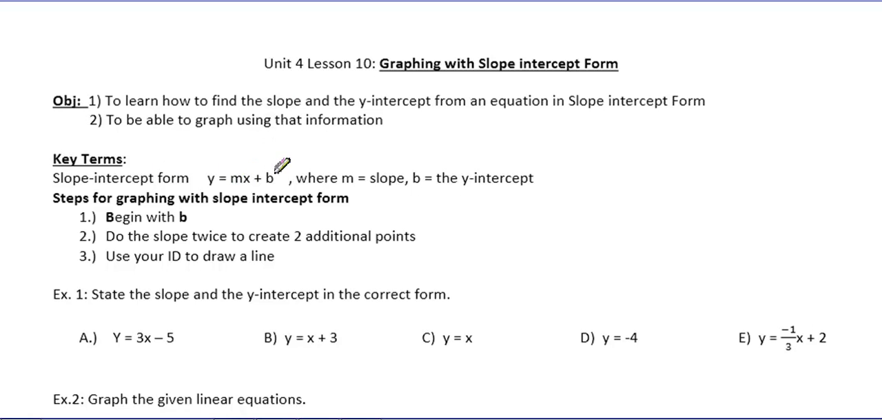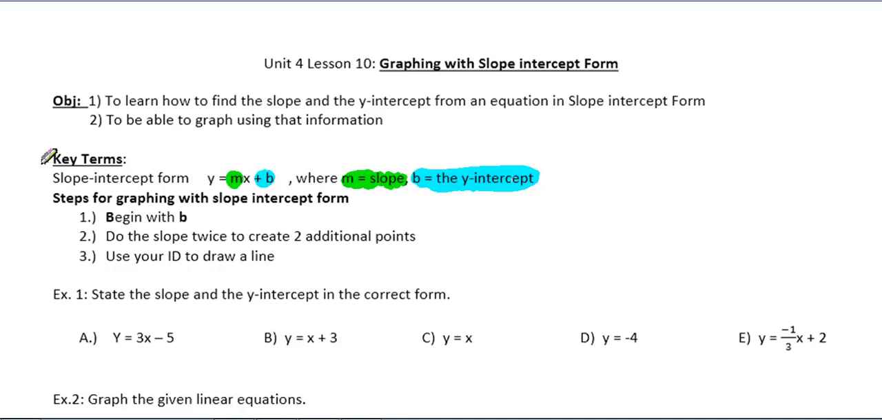y = mx + b is considered a general form, slope-intercept form, and m in the problem is the slope of the line. We've been working with slope over the last week, so we should have an idea what that means. b is what we call the y-intercept. We graphed with intercepts, so we understand what intercepts are. That's where the line will cross the y-axis.